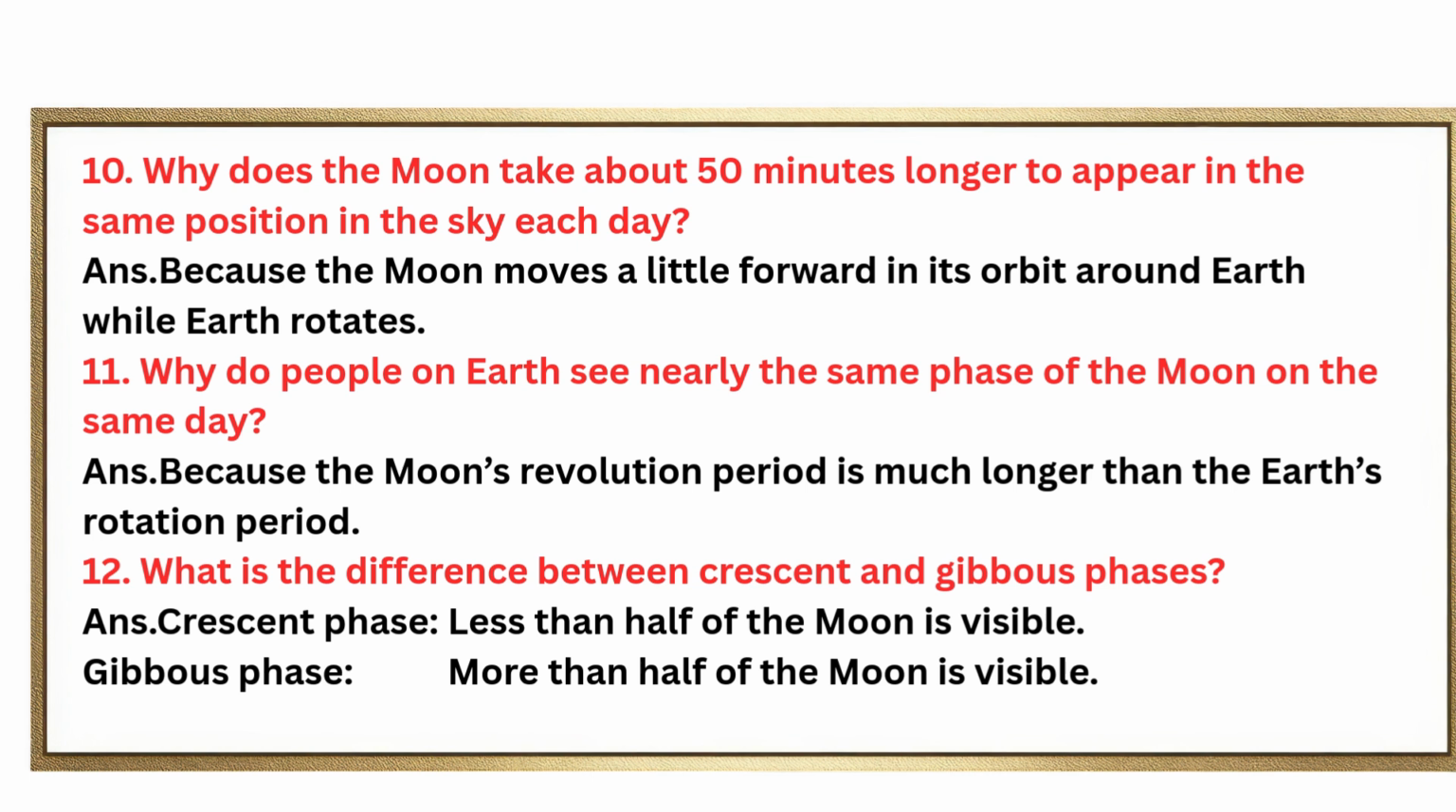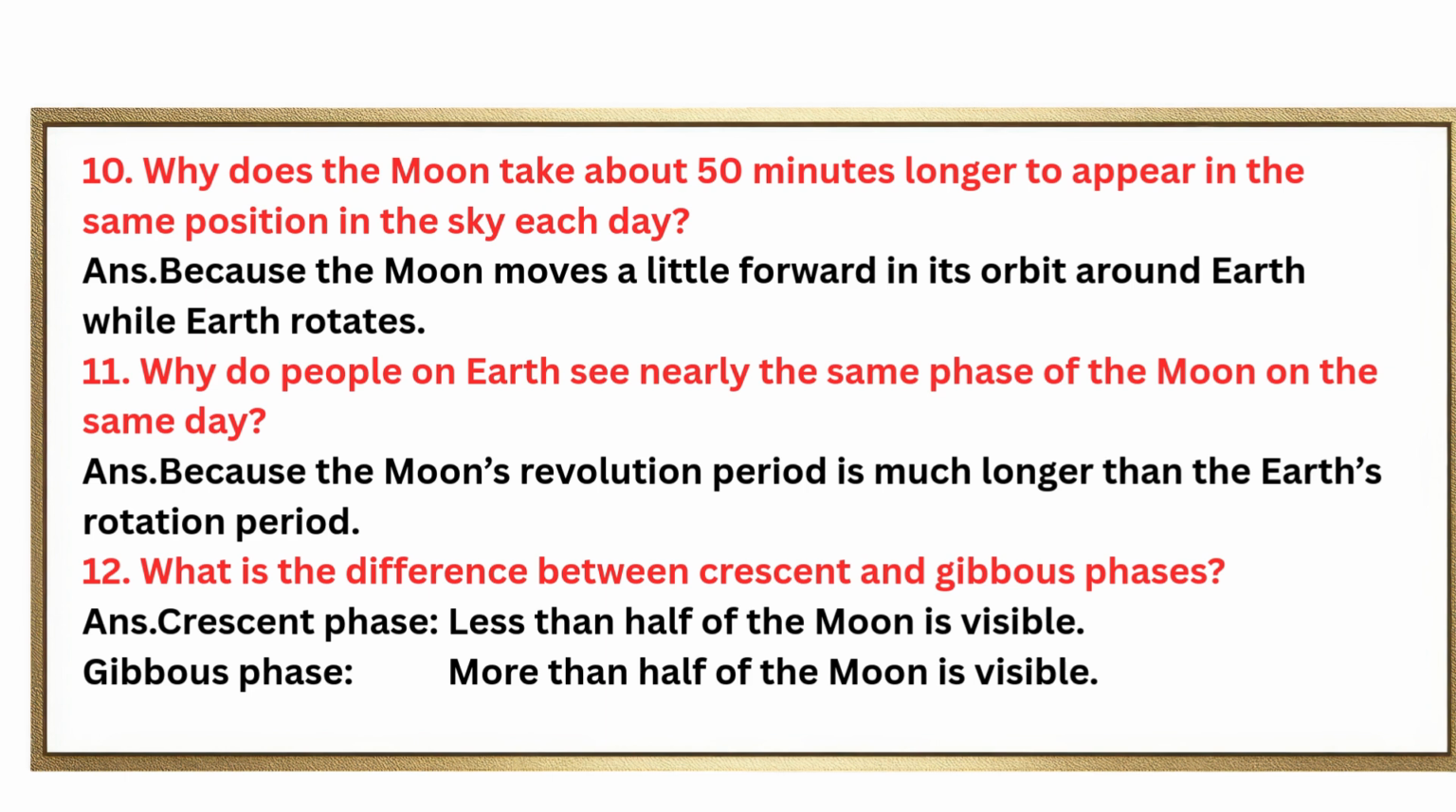Question number 10. Why does the moon take about 15 minutes longer to appear in the same position in the sky each day? Answer. Because the moon moves a little forward in its orbit around Earth while Earth rotates. Question number 11. Why do people on Earth see nearly the same phase of the moon on the same day? Answer. Because the moon's revolution period is much longer than the Earth's rotation period.